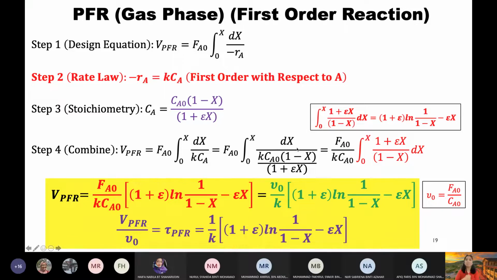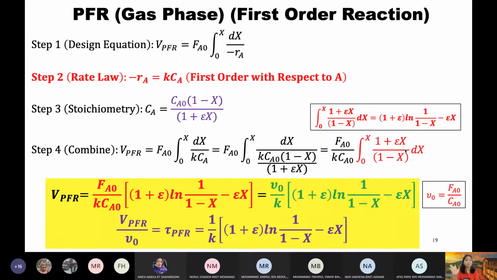And if you look, this part is complex, it has 3 layers, A per B per C. But if you remember I taught you, when you have A per B per C, the C goes to the top. A per B per C equals AC per B. That's why this 1 plus epsilon X goes up. So it becomes 1 plus epsilon X on top, and at the bottom 1 minus X. Then K and CA0 I take out, because they have nothing to do with X. I take K and CA0 out of the integral. So it becomes FA0 per KCA0 integral 0 to X of (1 plus epsilon X) per (1 minus X).